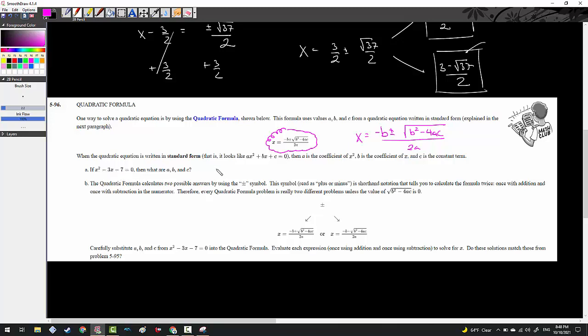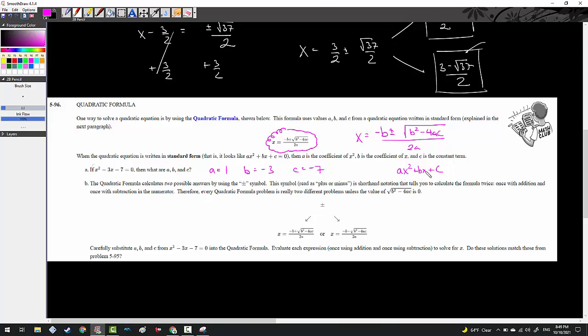So in part A, it says if x squared minus 3x minus 7 equals 0, then what are a, b, and c? Well, this should be hopefully obvious, with a being 1 because that's the coefficient in front of the x squared. B would be negative 3 because that's the coefficient in front of the x, and c would be negative 7. Now, if that wasn't obvious to you, that's okay. Let me take you on a trip down memory lane here with the notion that a quadratic is written in the form ax squared plus bx plus c. And from there, we can make those associations, with a being 1, b being negative 3, c being negative 7.